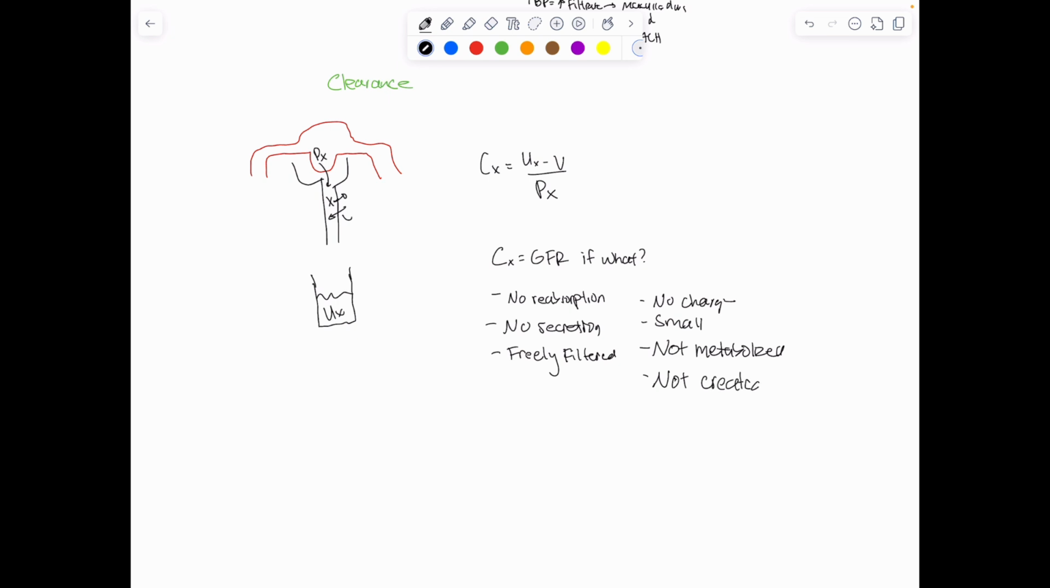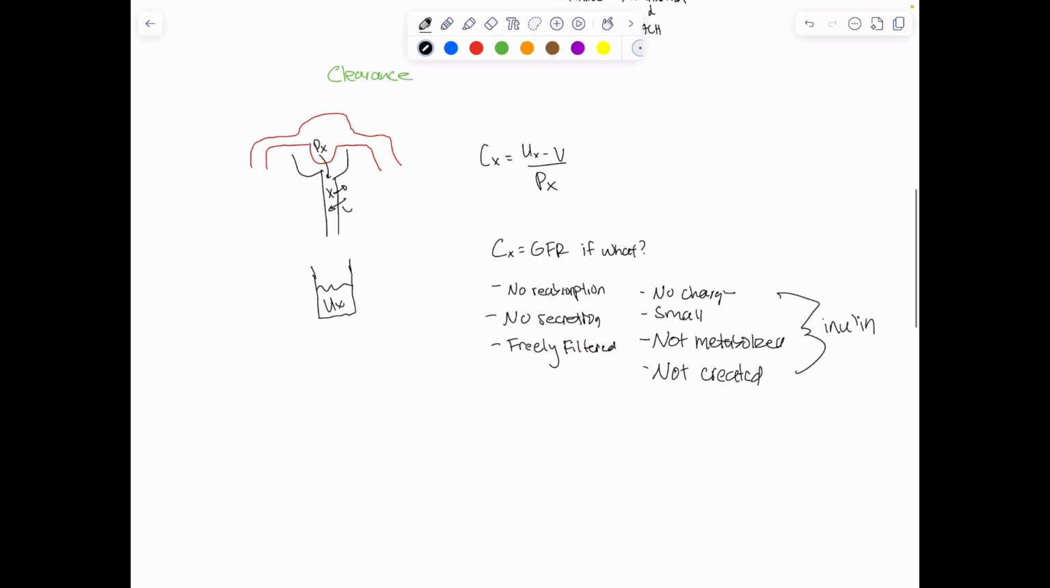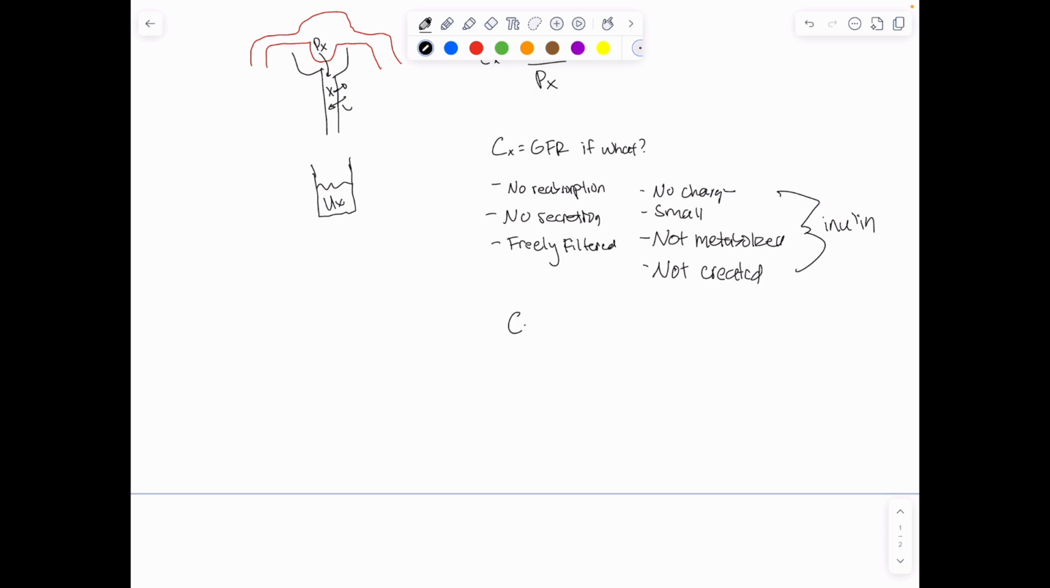And we actually have a substance in our body that follows this. I know it doesn't seem that likely, but there is, and that is inulin. And so our C of inulin equals 125 milliliters per minute, which will equal our GFR.